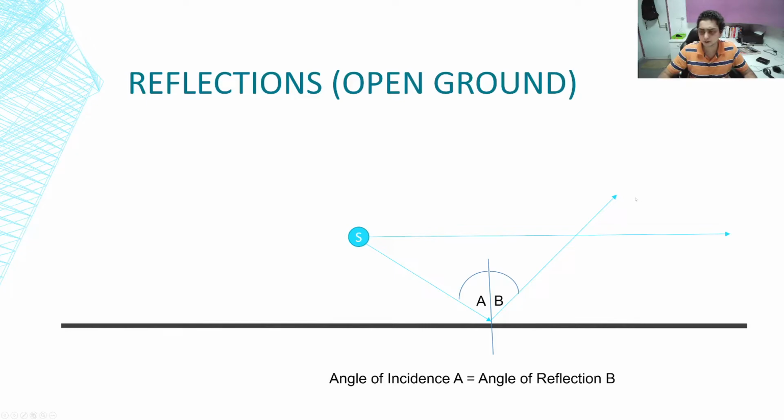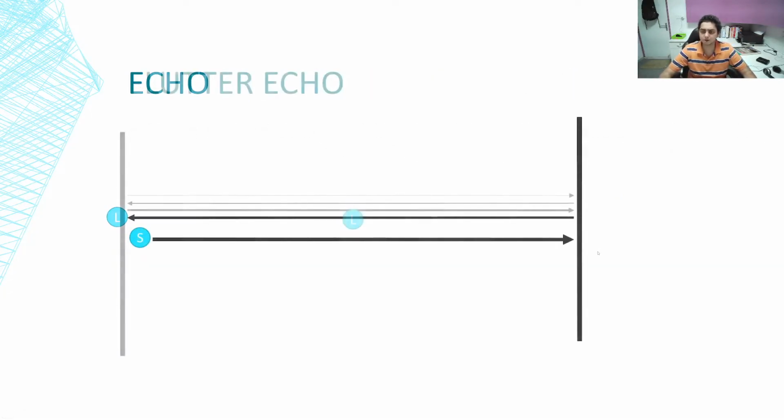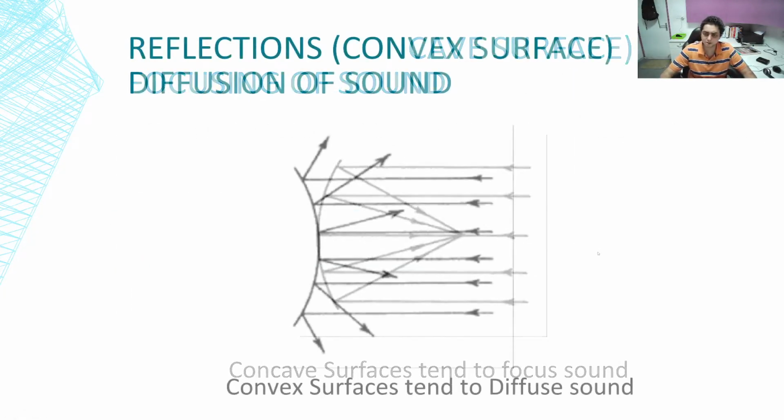Particularly in rooms, we would like to mostly have diffuse reflections, so that the late reflections are not disturbing the original sound. We'll talk more about this in the room acoustics chapter.